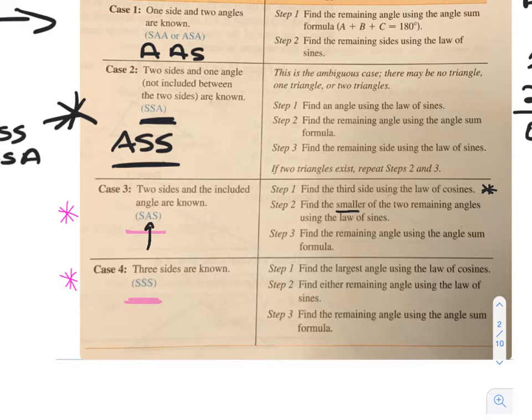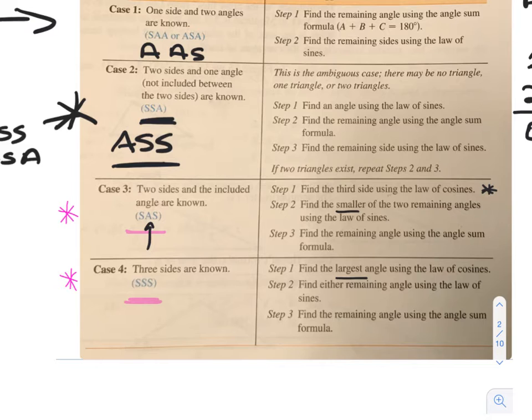Add the two that you have and subtract. Now, when it's side, side, side that's given, this one you find the largest angle first. And then from there, you can find either remaining angle, it doesn't matter the order here, and then you would use your triangle sum.